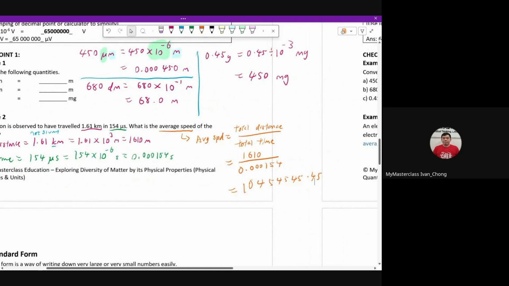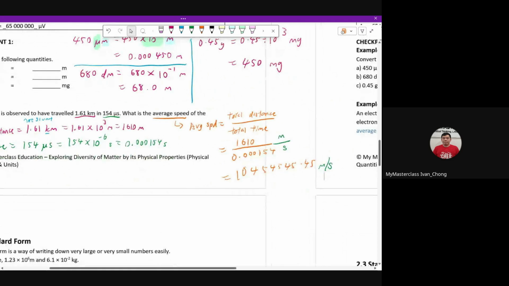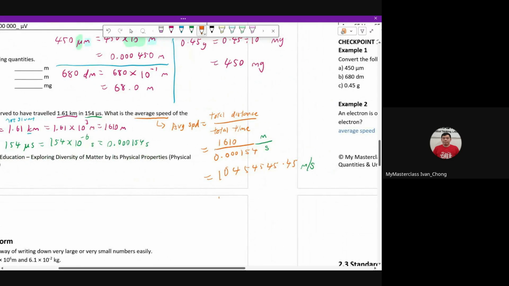Now, we don't write our final answers as this very, very long version. Before we move on, this is in meters, this is in seconds, right? So we get meters per second. This per is just the divide sign. Okay? So how do we write this properly?